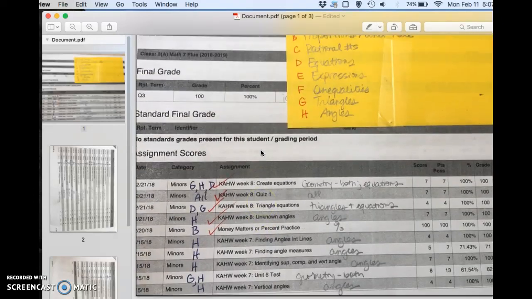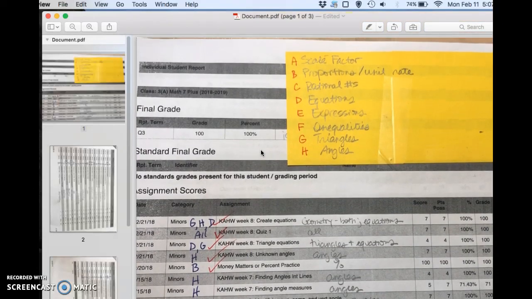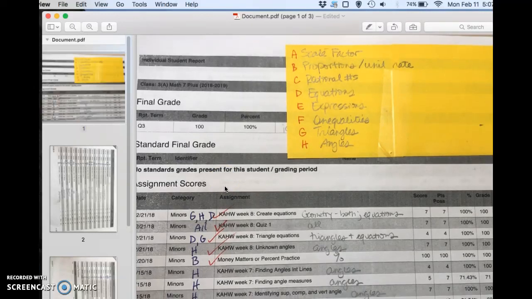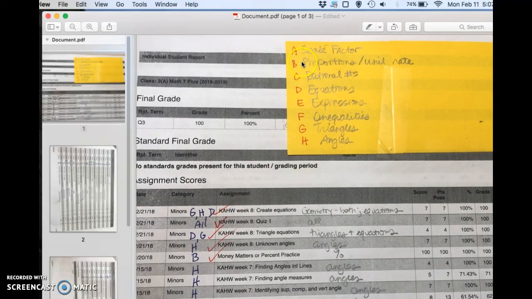All right, so the first thing I've done here is I have scanned in an example of a student's progress report that I printed off and went over in class with you, and their particular scores, as well as the standard letters that I used, A being scale factor, B being proportions and unit rate. That also includes percent. C, rational numbers. D, E, and F are your algebra strands of equations, expressions, and inequalities. And then triangles and angles are G and H.